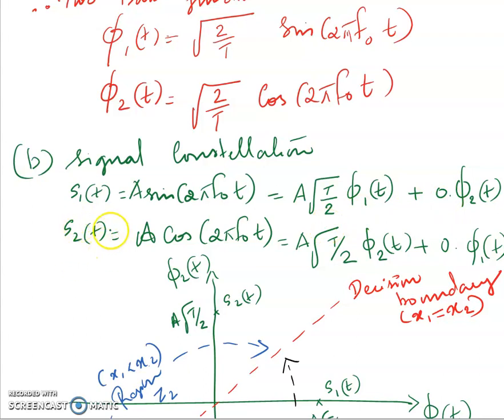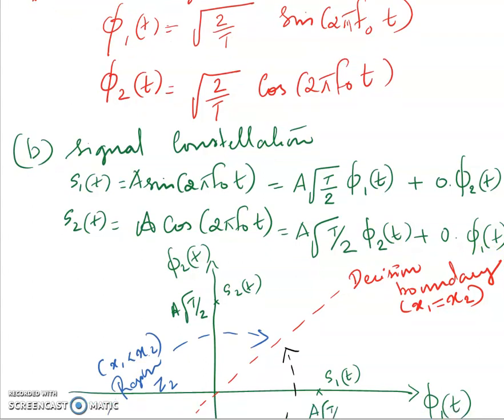Similarly, s2(t) you can represent in terms of phi 1 and phi 2. s2(t) is A cos 2 pi fc t. Cos 2 pi fc t is actually the component of phi 2, is it? So you can represent this as phi 2 into root of T by 2. Then whatever is left is A. So A root T by 2 into phi 2 plus, so the phi 1 component will be 0. So this is how you represent the signals.